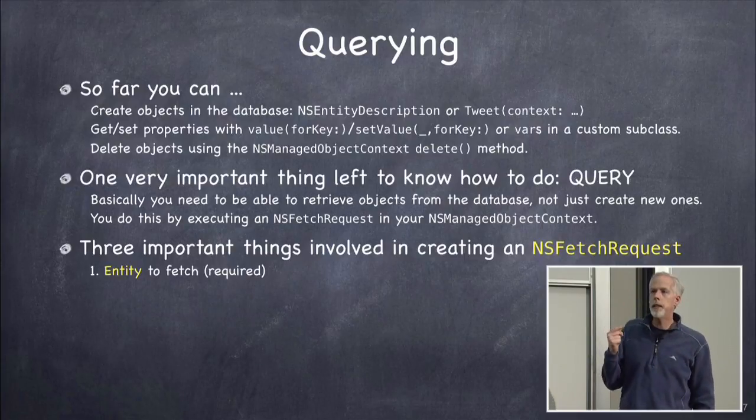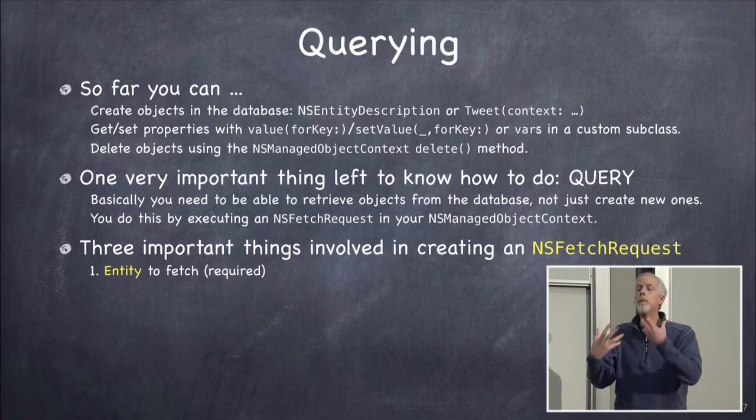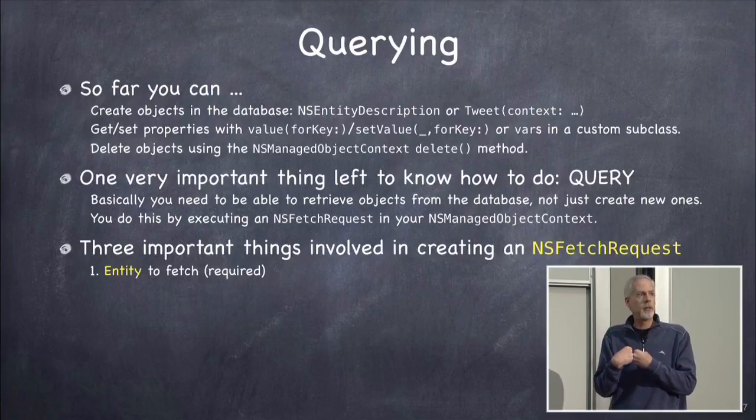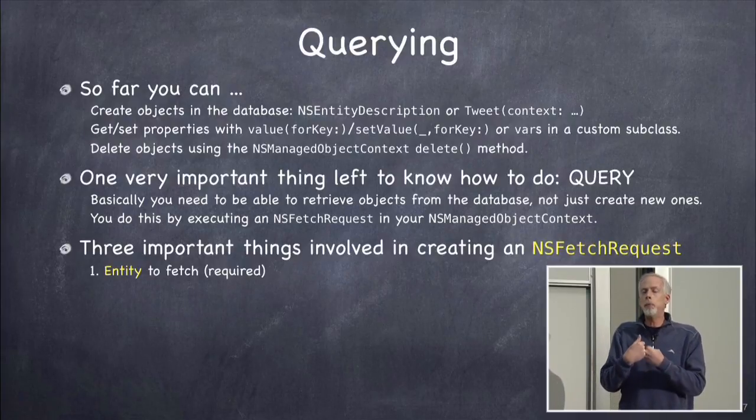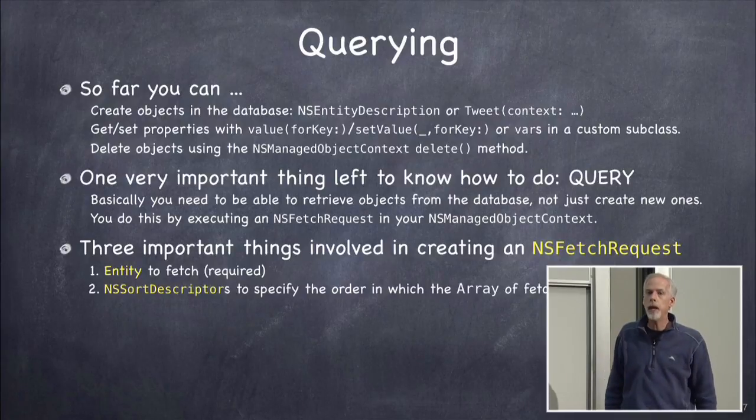1, what entity are we fetching? Because a fetch request can only fetch one kind of entity. There's no such thing as a fetch request that will give you some tweets and some Twitter users. No. A fetch always gives you all tweets or all Twitter users. Make sense? So that's the number one thing: we're going to create the fetch request, and it will be a fetch request for a very specific entity, and it will only be able to fetch those entities.